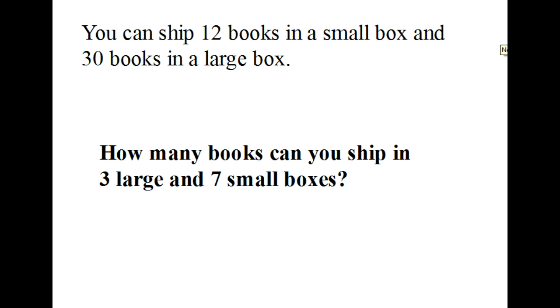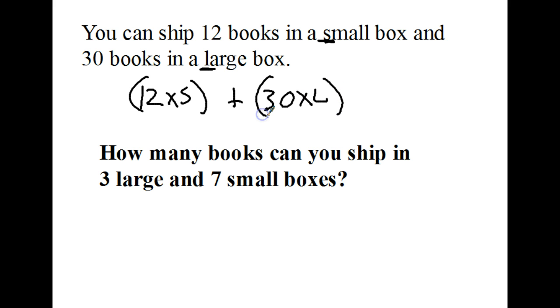You can ship 12 books in a small box and 30 books in a large box. Okay. So I'm going to call it S for small and L for large. So 12 times S would give me how many go in a small box, plus 30 times L gives me how many go in a large box. And just go down below.